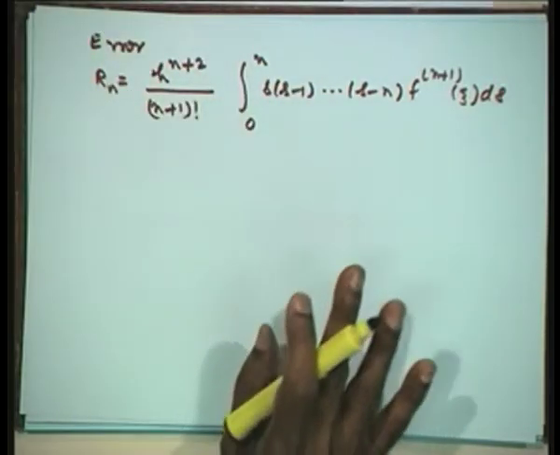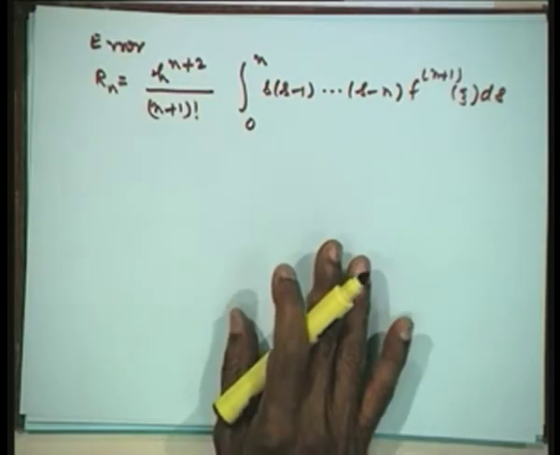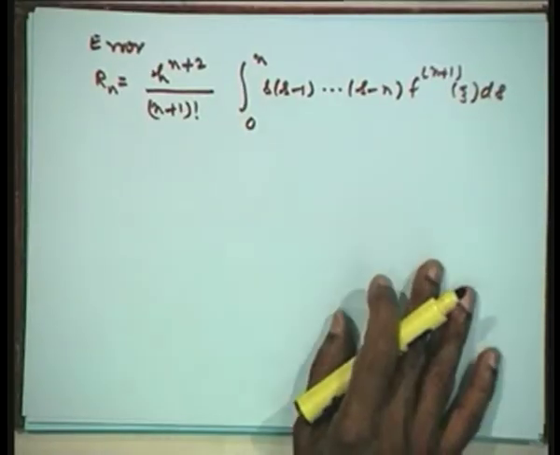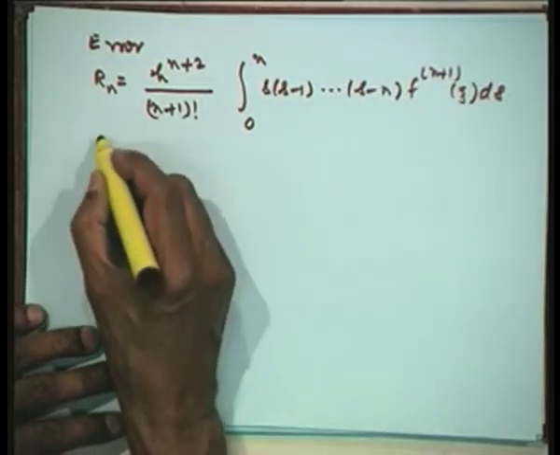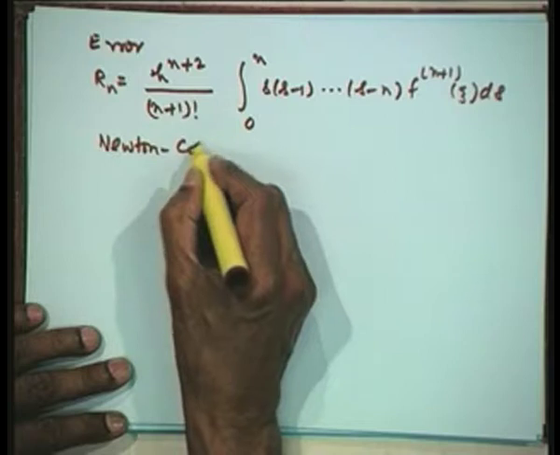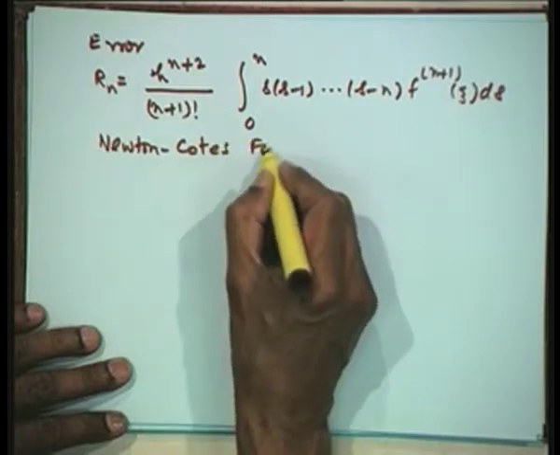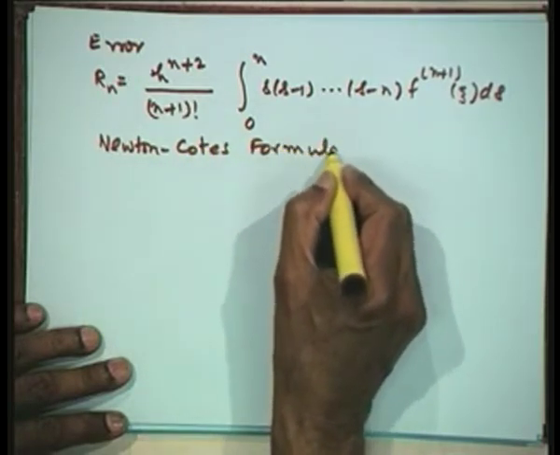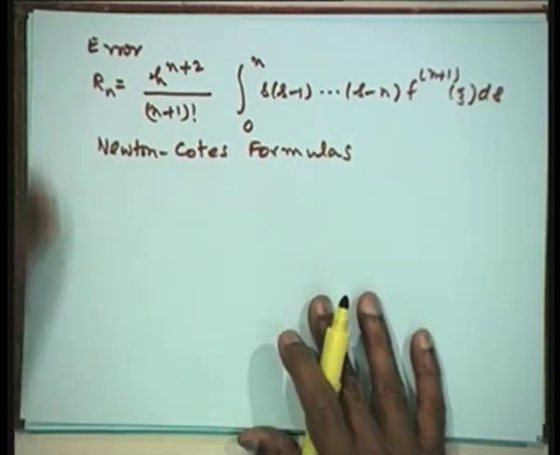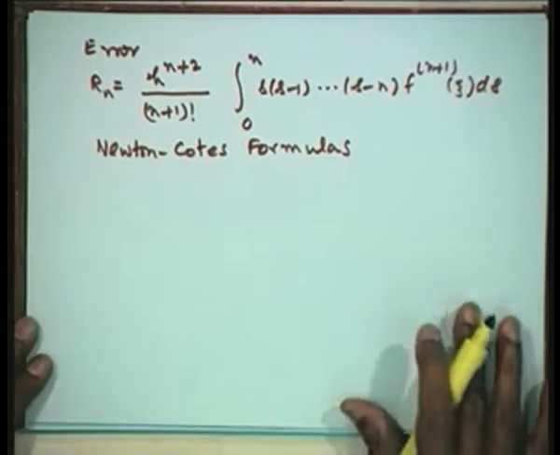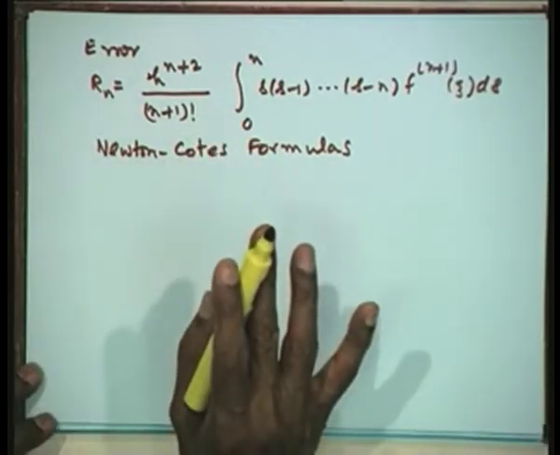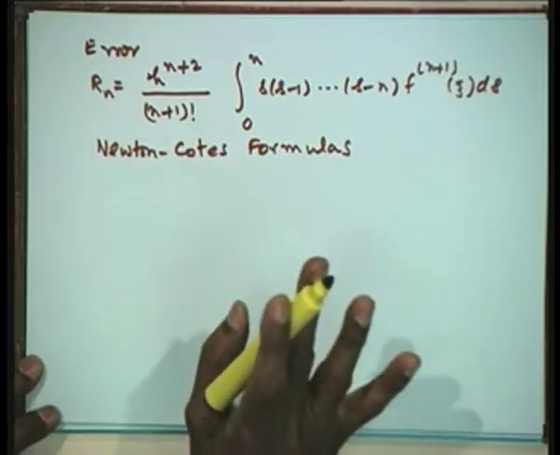This is the error term for the most general case, and these lambda k's are the weights in the integration formula, and this entire set of formulas are called Newton-Cotes formulas. They are called Newton-Cotes formulas. If I take particular values of number of points n, then I have various order formulas coming.